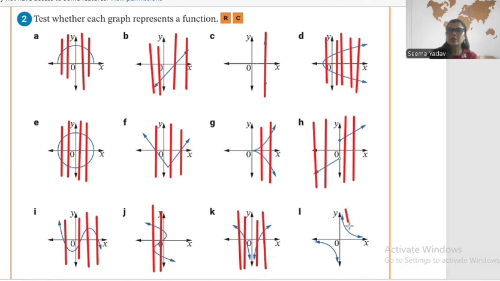For this next problem, any vertical line will cut this graph at once. So we can say the given graph represents a function.